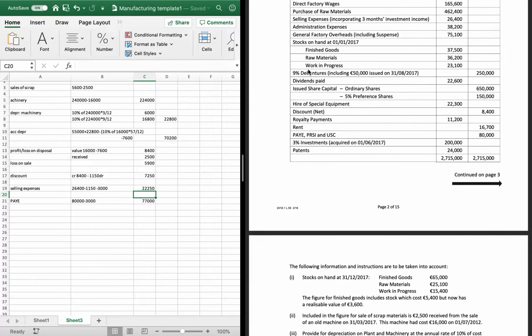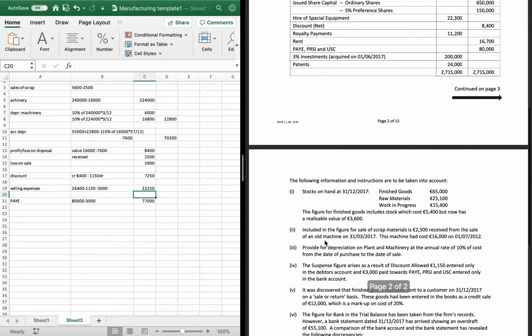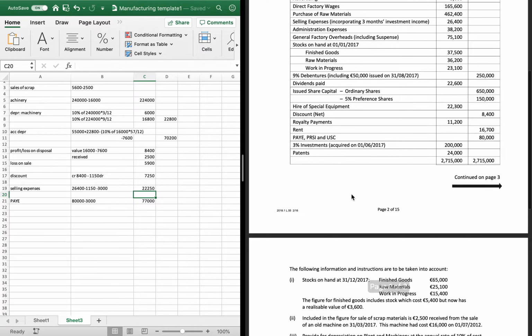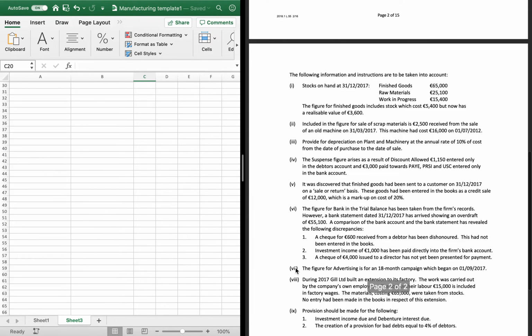So next one then. Sorry, I'm after getting a little bit lost here. Sorry, where am I? So we've done that. Just want to make sure that, yeah. Next one.